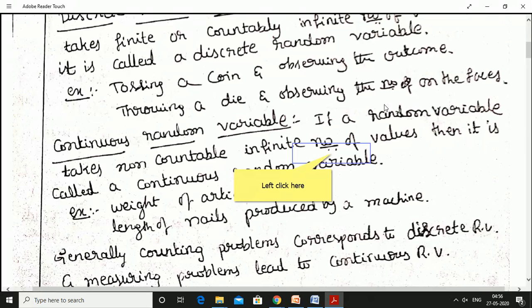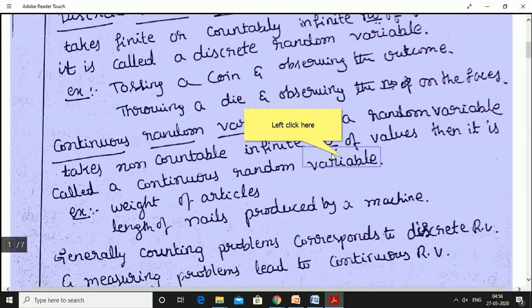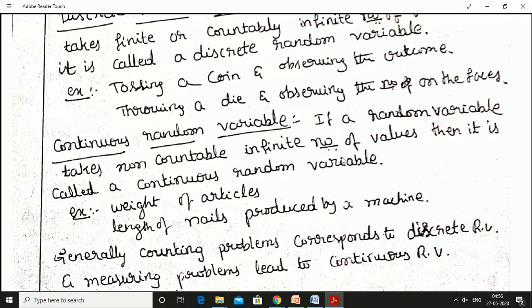Okay. If a random variable takes non-countably infinite number of values, then it is called a continuous random variable. Okay.